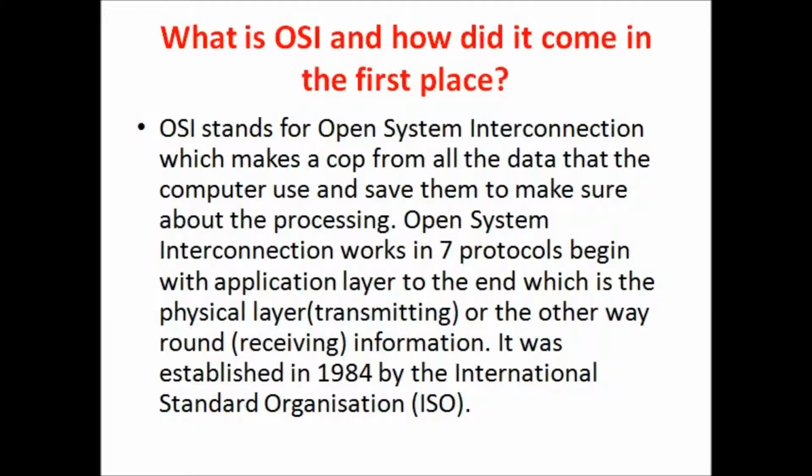OSI stands for Open System Interconnection, which makes a copy of all the information that the computer uses and saves it to make sure about the processing. Open System Interconnection works in 7 layers, beginning with the application layer and ending with the physical layer when transmitting information, or the other way around, beginning with the physical layer and ending with the application layer when receiving information.